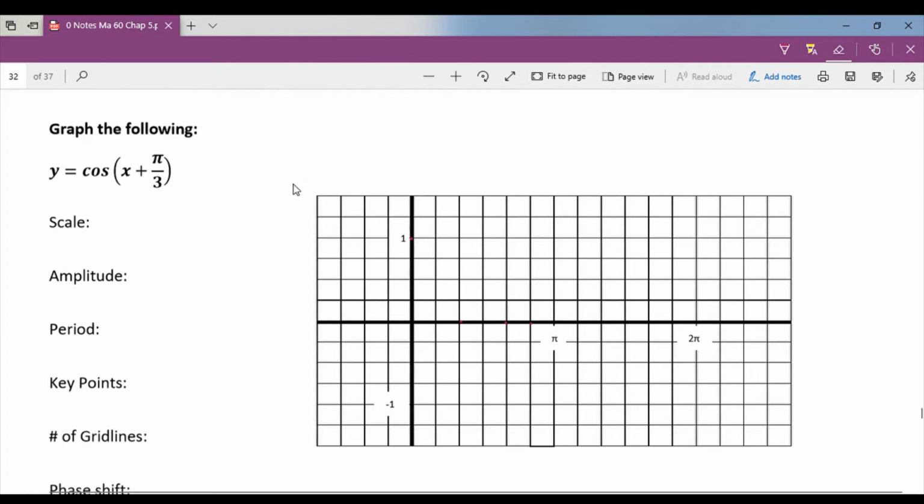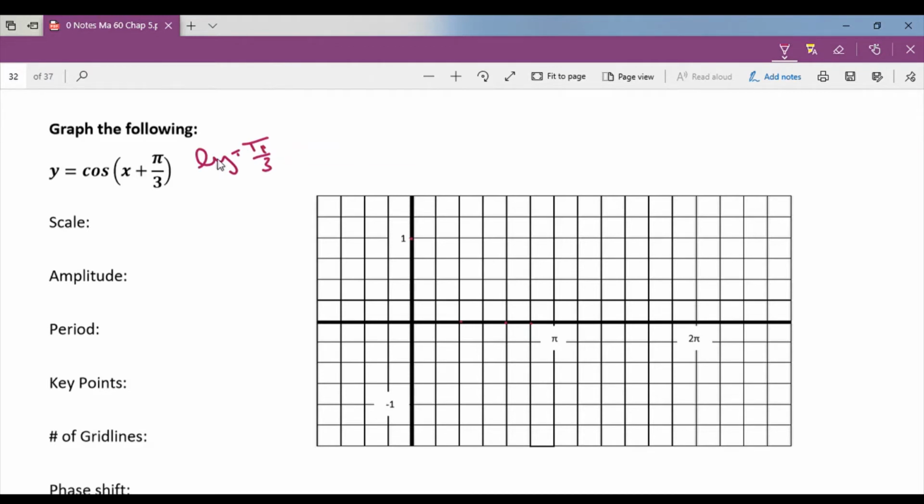Okay, so here's an example of our phase shift. This is going to be a phase shift left because it's a plus, so we're going to go left pi by 3. Sorry, I'm in an eraser tool. And what we want to look at is how that's going to affect our graph.